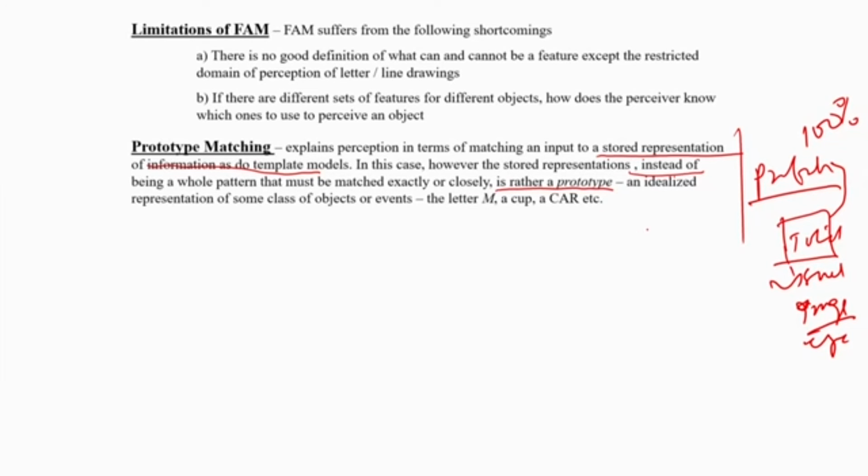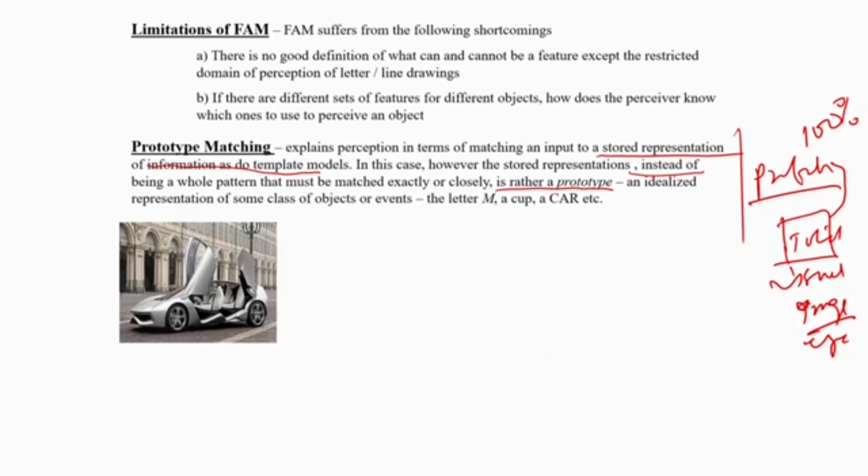Now, what is a prototype? A prototype is basically an abstraction which is generated from several instances of an event or an object. For developing a prototype, we need to understand that it is developed from several interpretations or several instances of a particular event. Let us take a look at this.